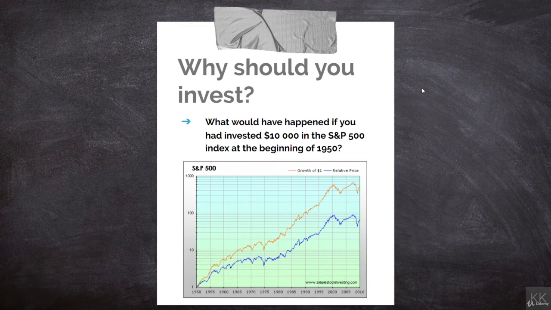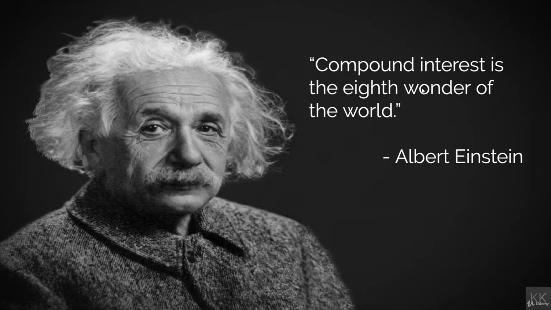The S&P 500 index is a collection of all the stocks and shares of the largest 500 companies in the United States of America. What would that be worth at the end of 2010? So 60 years later. Take a guess. $100,000, $500,000, maybe $1 million. It would have turned into $5 million. This brings me to my first quote. Compound interest is the eighth wonder of the world, by Albert Einstein. The point of this beginning series is to just give you an idea of how powerful investing really is.